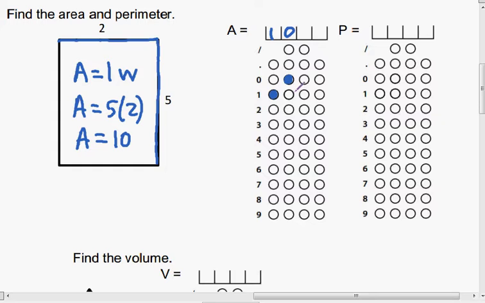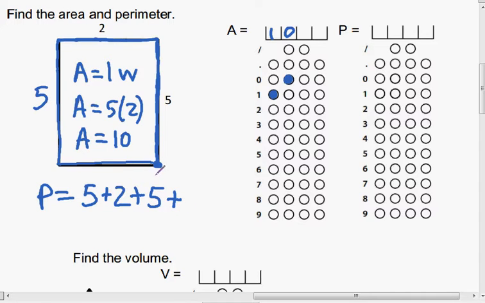And I'll go ahead and do the perimeter before I let you work on this. Perimeter equals, once again, I start at a point and I work my way around the figure, 5 plus 2. With a rectangle, opposite sides have to be the same. So perimeter equals 5 plus 5 is 10.